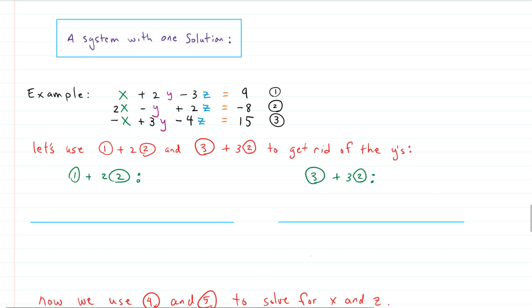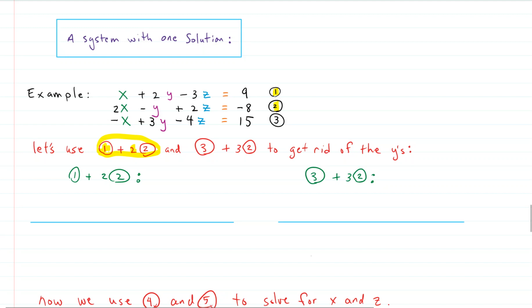If we were looking at this system, I would probably take first equations 1 and 2 and use them, because if we multiplied the second one by 2, then when we add them together we could get rid of the y's. So let's do that. Let's take equation 1 plus 2 times equation 2. The numbers that are circled are equation labels.